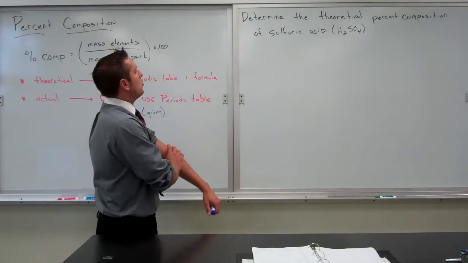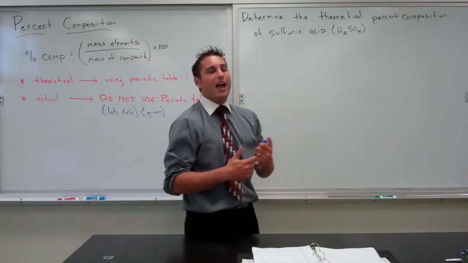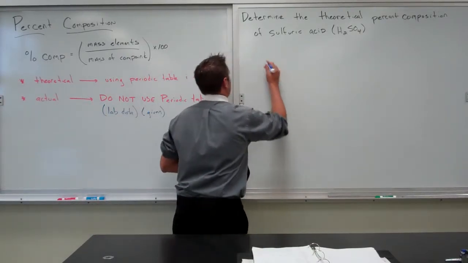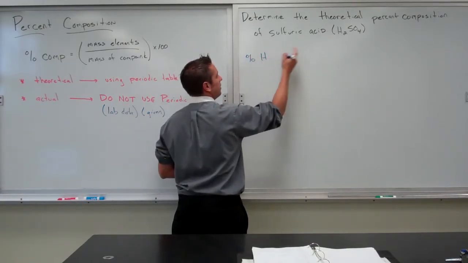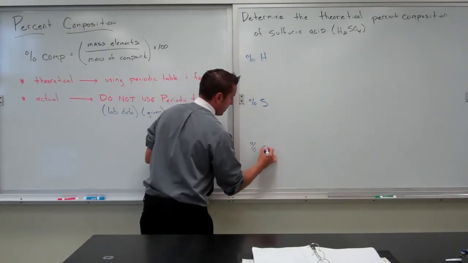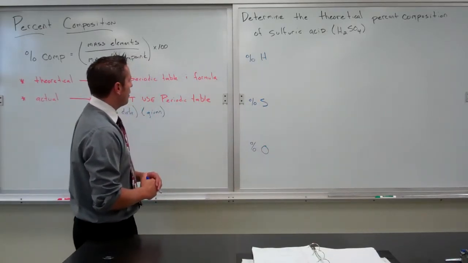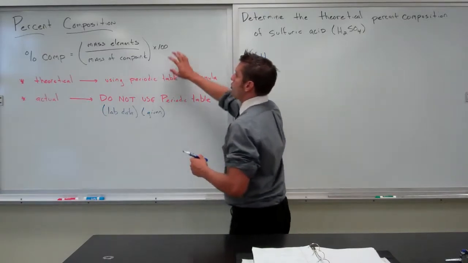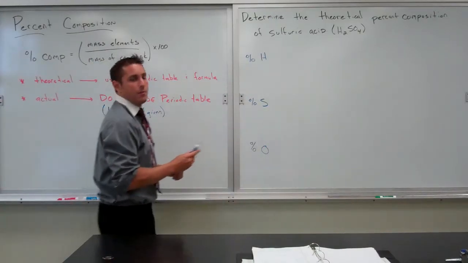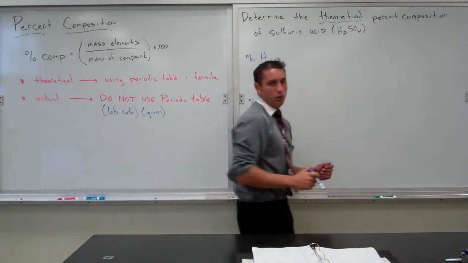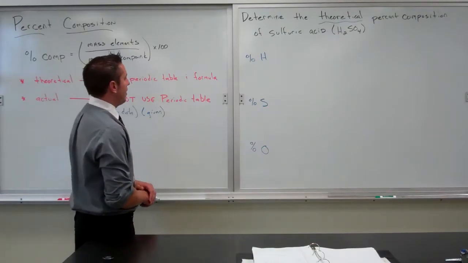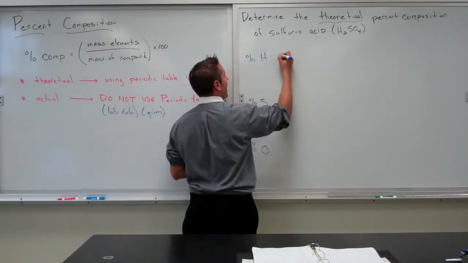So if I'm going to get the theoretical percent composition of the entire compound, I have to get the percent composition of all of its elements. That means I need to get the percent comp of hydrogen, the percent comp of sulfur, and the percent comp of oxygen. So what we're going to try to do is utilize our equation here and then plug some numbers from the periodic table in, because it is a theoretical percent comp, to get us an answer for the percentage breakdown of each of the elements.